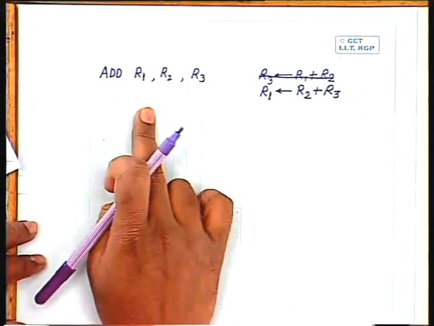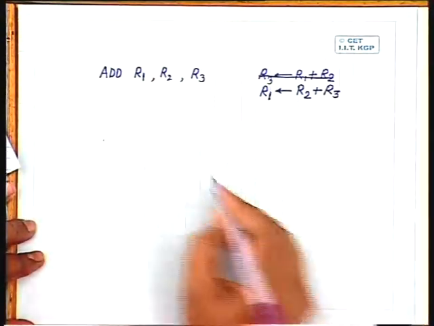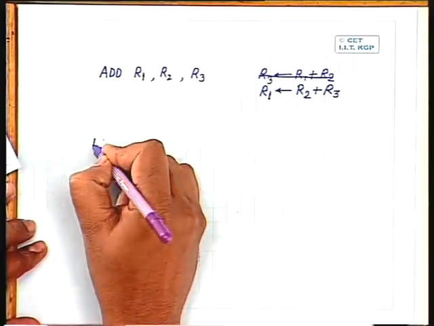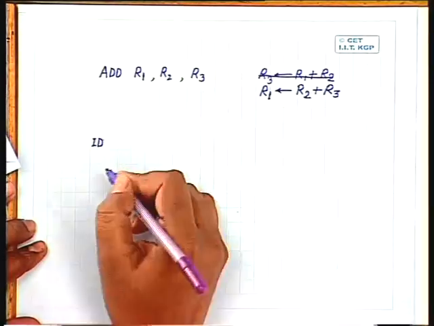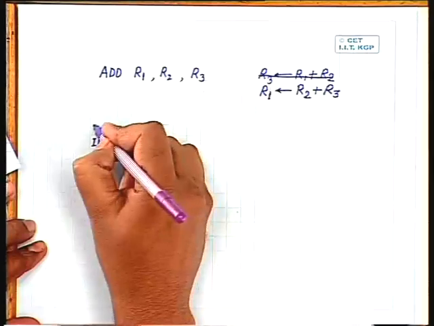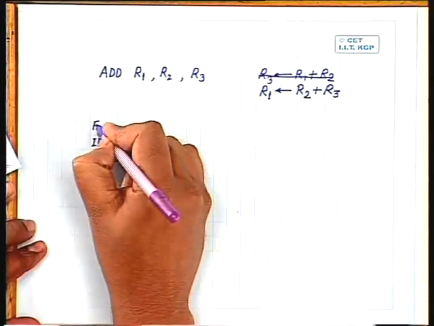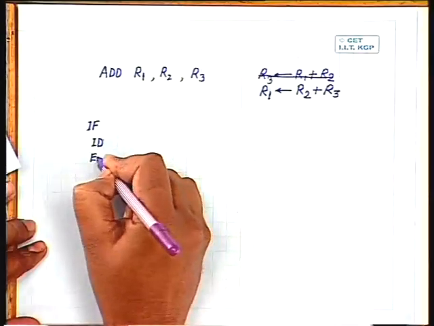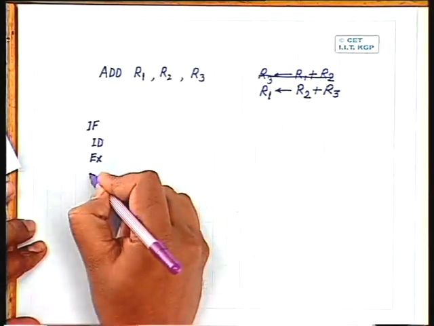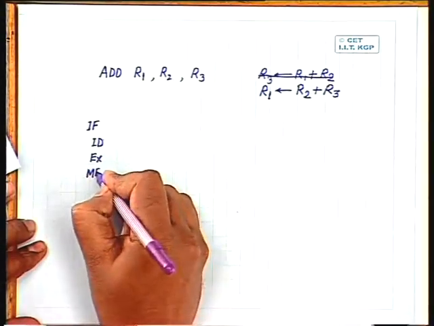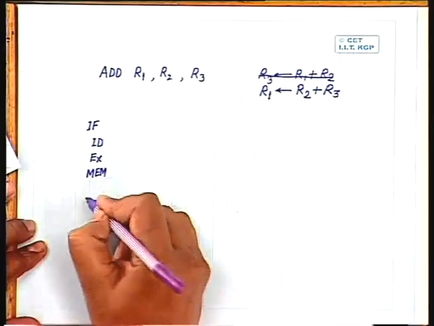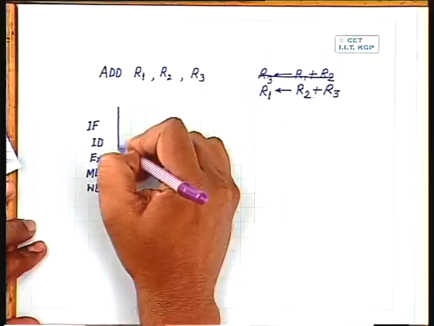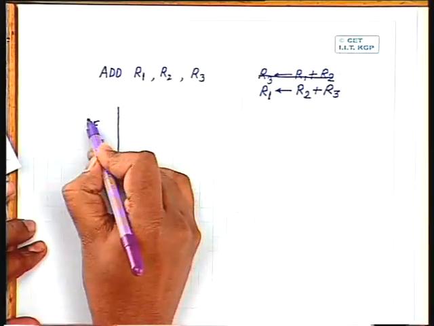So if I want to design a reservation table for this instruction, what I will do is I will have the pipeline stages. The first pipeline stage is IF, then ID, then execute, next is memory, the next is write back. Let us see how the reservation table of this will look like.